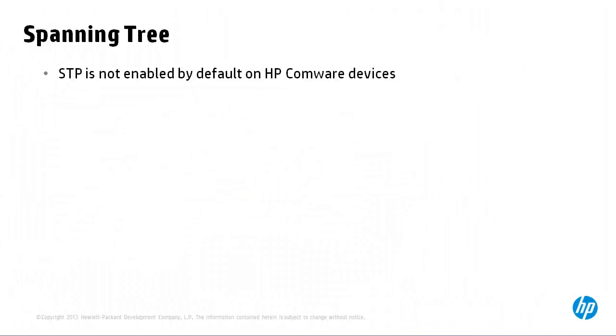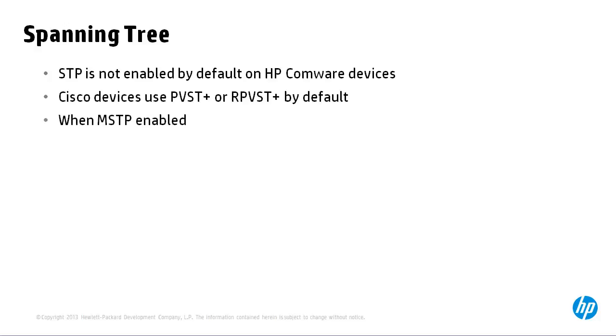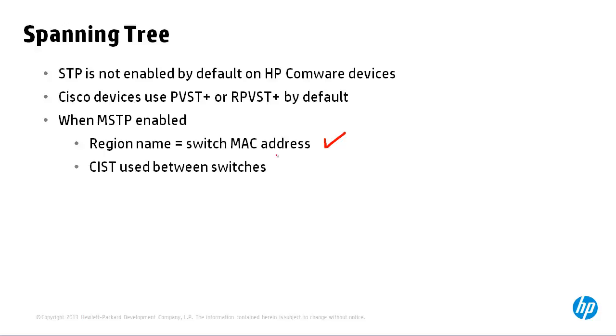Be aware that spanning tree is not enabled by default on HP Comware switches. Cisco switches run PVST or Rapid PVST by default. When multiple spanning tree is configured, the region name by default is the switch's MAC address. That means that each switch ends up in a different region, and common instance spanning tree is used between the switches.